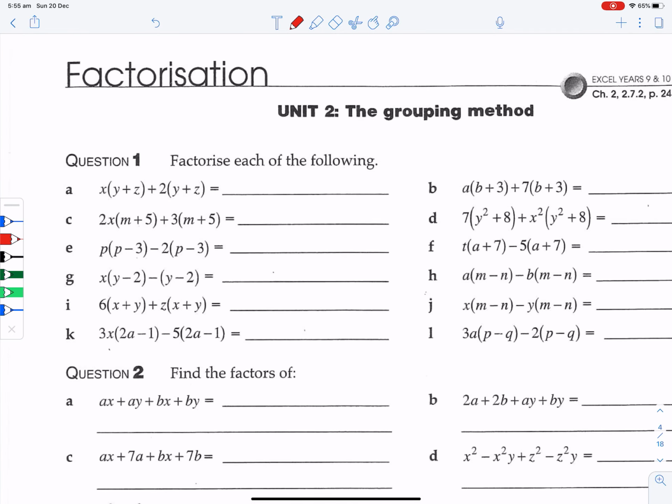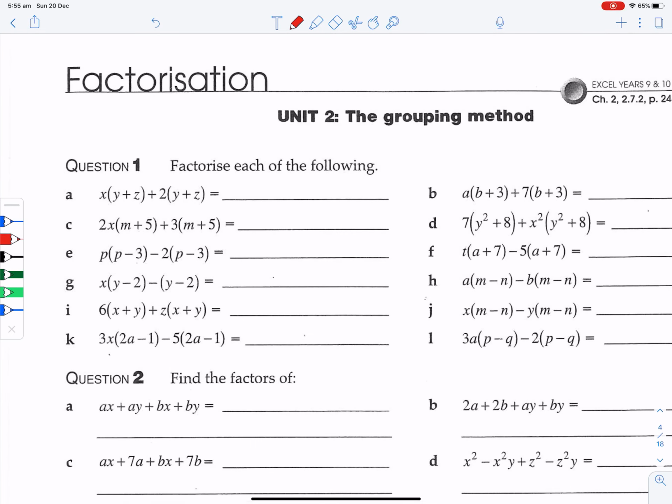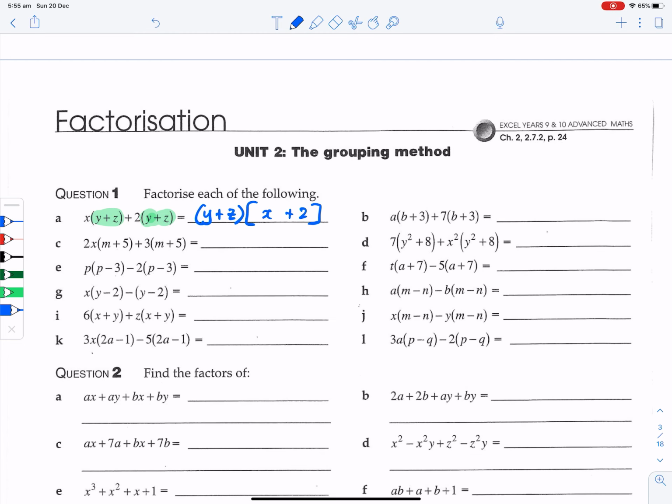This is just what we did in taking out the highest common factor. If you look at question 1, what you've got is x times (y plus z) plus 2 times (y plus z). So you can see the y plus z there is the common factor. If we take out the y plus z to the front, treating it as one item, what we have left over is the x and the plus 2. You're going to need this in learning the grouping method, so that's why it comes up here.